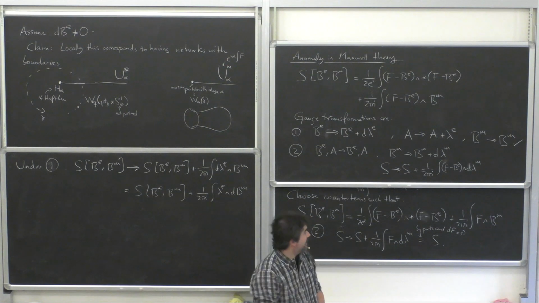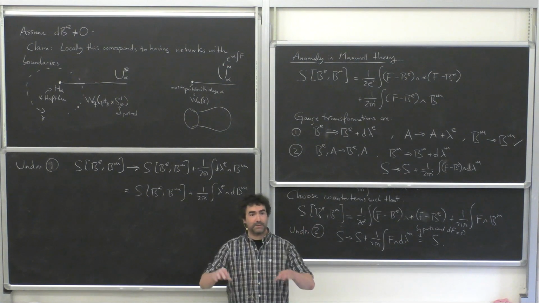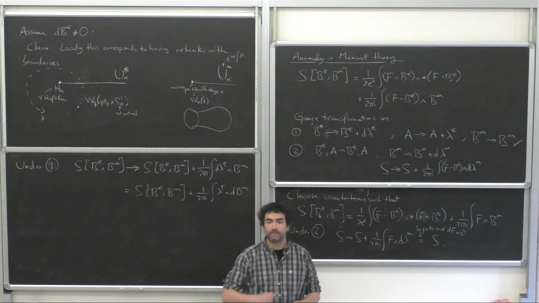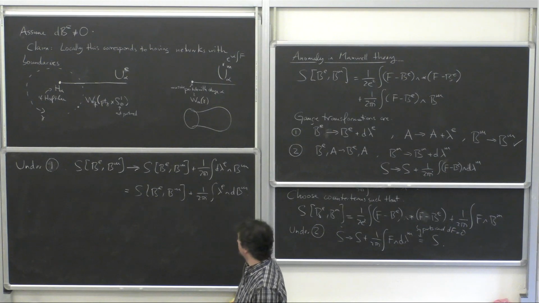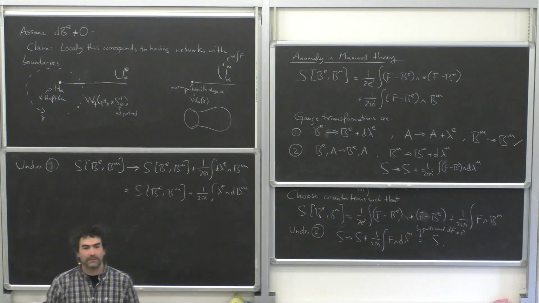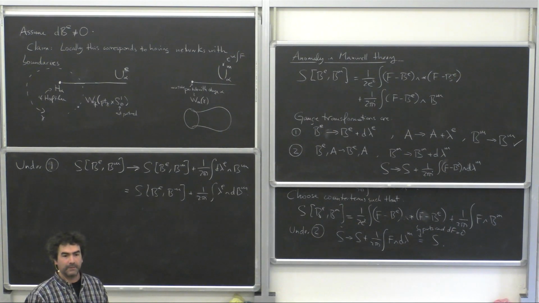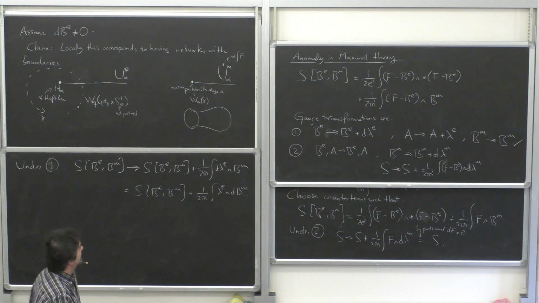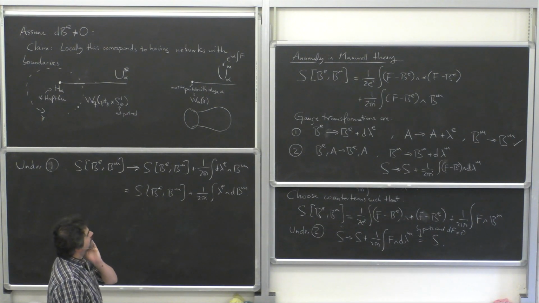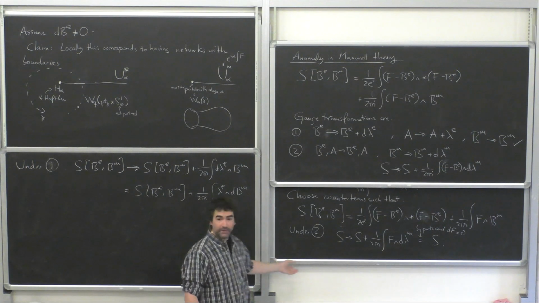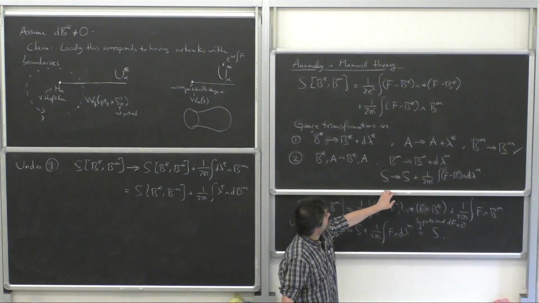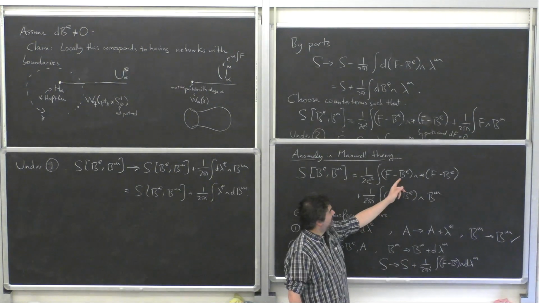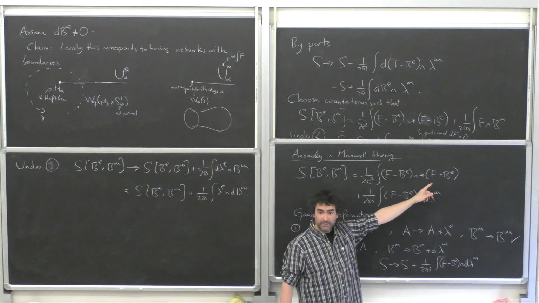So you can always play this game of shuffling the anomaly around by counter terms, but you cannot eliminate it. What are the counter terms? Well, you have a choice of counter terms. There's more choices I could have taken here. For example, there was one that was B wedge star B. Is that the one you're talking about?